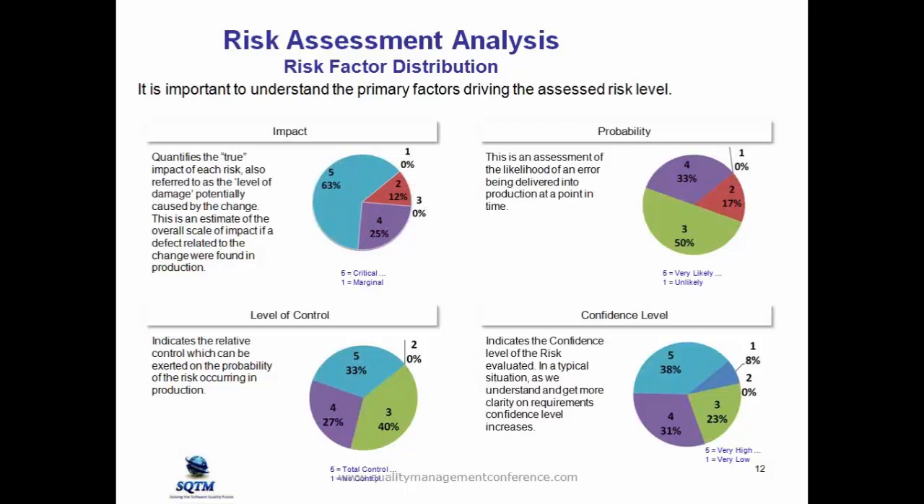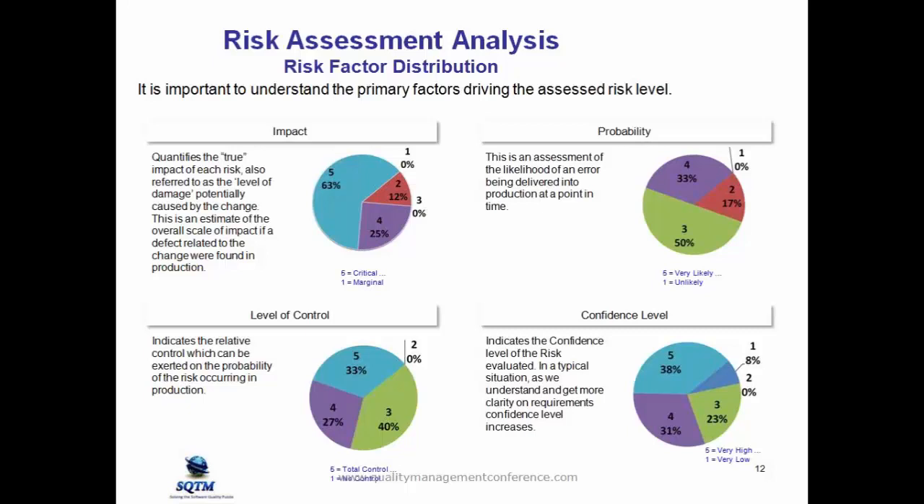The next factor is going to be probability. This is an assessment of the likelihood of an error of delivering this requirement into the production environment. So this is normally coming from development. They've got to gauge their comfortability with being able to code this particular requirement effectively in development and then pushing it to production. Again, a 5 is going to be very likely. A 1 is going to be unlikely.